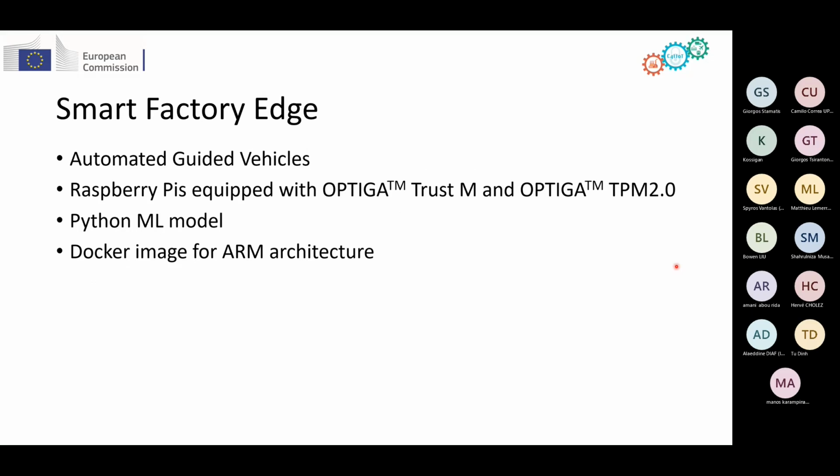The smart factory edge is about data. The actual edge here is the automated guided vehicles, as described by Serjan in the morning. The data from these devices is transferred to Raspberry Pis, which again are enhanced by Infineon with OPTIGA Trust M and OPTIGA TPM2. Here we have the Python BACS model running and evaluating the data produced there. And in order for this model to run, a Docker image which can support the ARM architecture, which is the architecture of Raspberry Pis, was created. The data in this case is the velocity and the speed of the two motors of the automated guided vehicles.